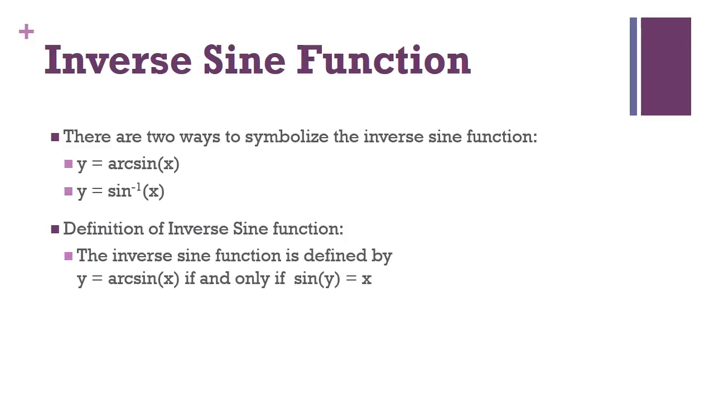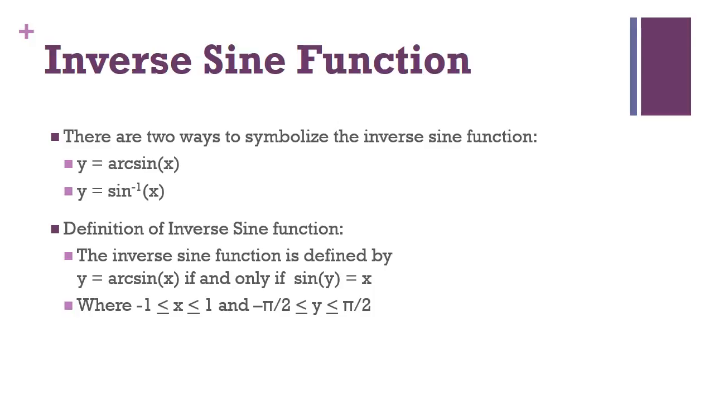The definition is that y equals arc sine of x if and only if the sine of y equals x. In other words, x is the value of the sine, y is the angle, where -1 is less than or equal to x, which is less than or equal to 1. That was our range for our regular function. Remember, inverses swap domain and range with their inverse. So for sine, your range is -1 to 1. For the inverse sine, the domain is -1 to 1.